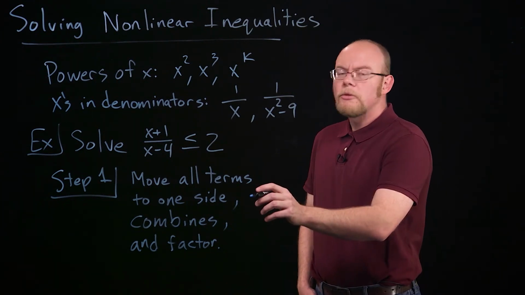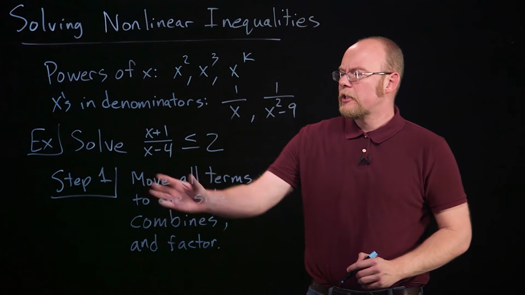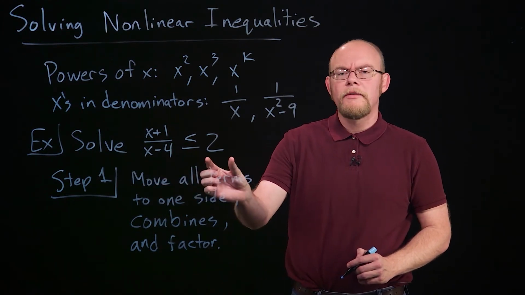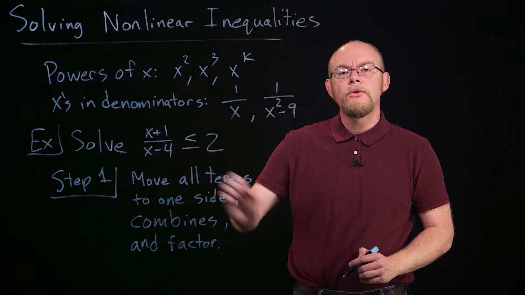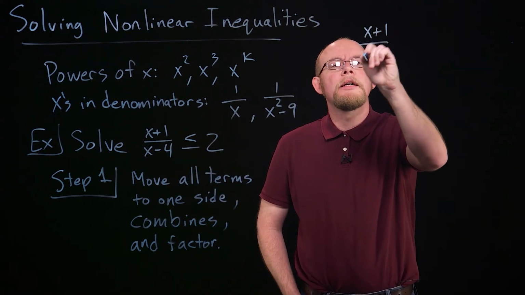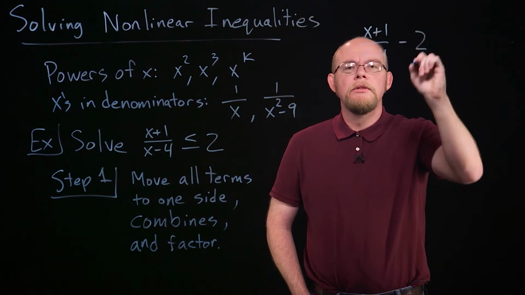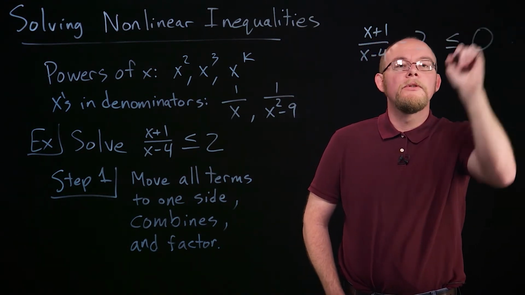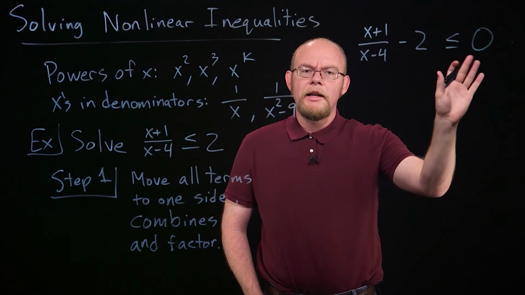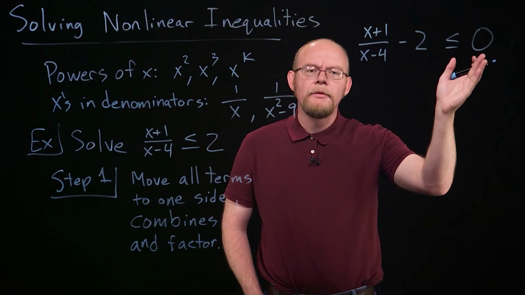So we're going to first move all terms to one side. So if I notice I have an x plus 1 over x minus 4 on the left side, and I have a 2 on the right side, it seems simpler, so I'm going to move the 2 over. So that's going to give me x plus 1 over x minus 4 minus 2 is less than or equal to 0. So that's the first step. Now I've moved everything to the left side except for the 0, can't move that any further.